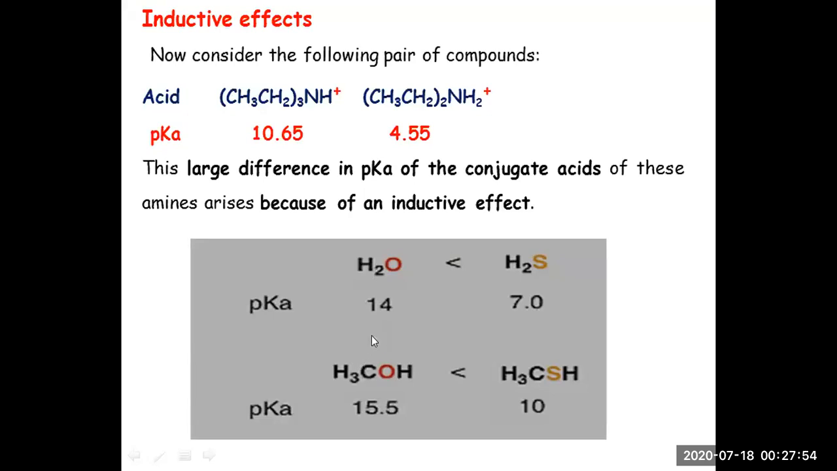If I take water and H2S, now both have two hydrogen atoms, but they're attached to oxygen or sulfur. Now we know that oxygen is highly electronegative and sulfur is less electronegative. So the pKa value of water is 14 and H2S is 7. So H2S is a strong acid as compared to water.